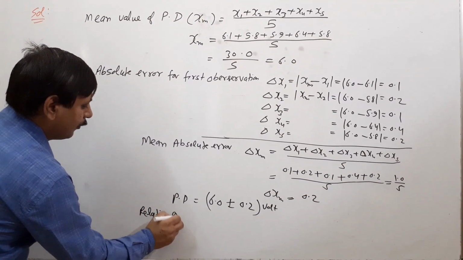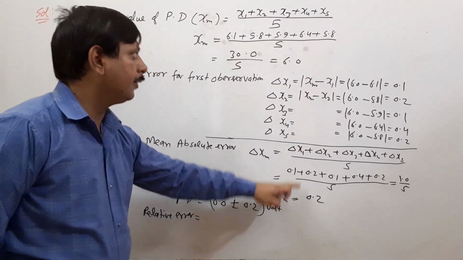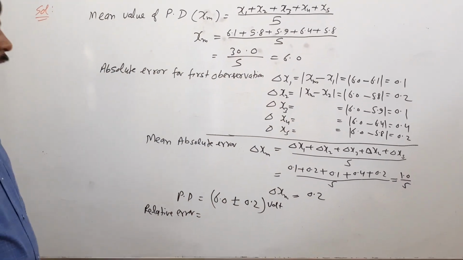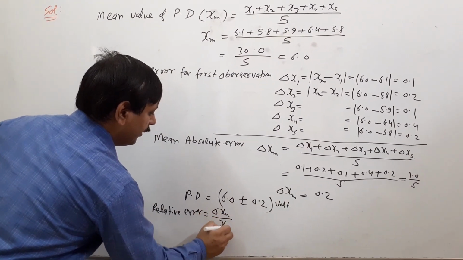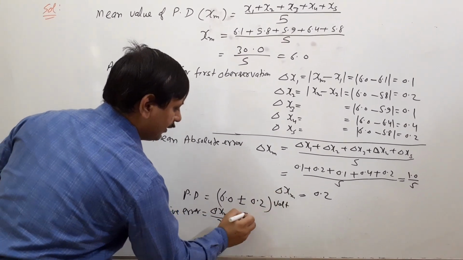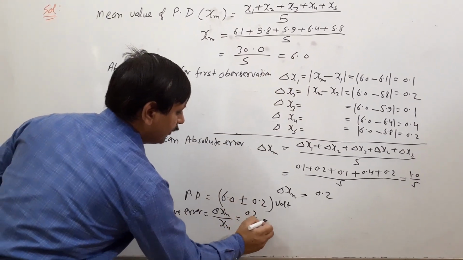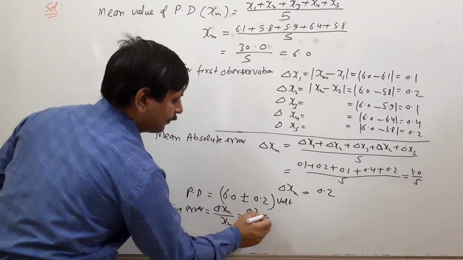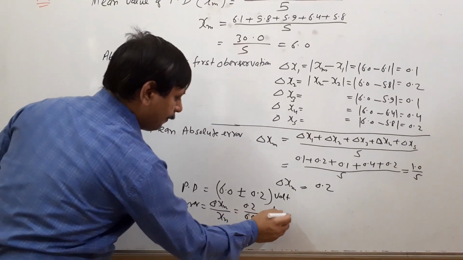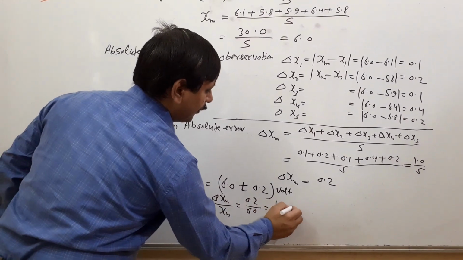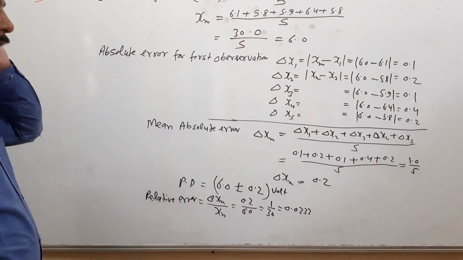If I find the relative error, what will it be? As I told earlier, the relative error is the ratio of the mean absolute error to the mean value, the most probable value. Del xm divided by xm is 0.2 divided by 6.0, which is 1 upon 30, or you can say 0.0333. This will be the relative error.